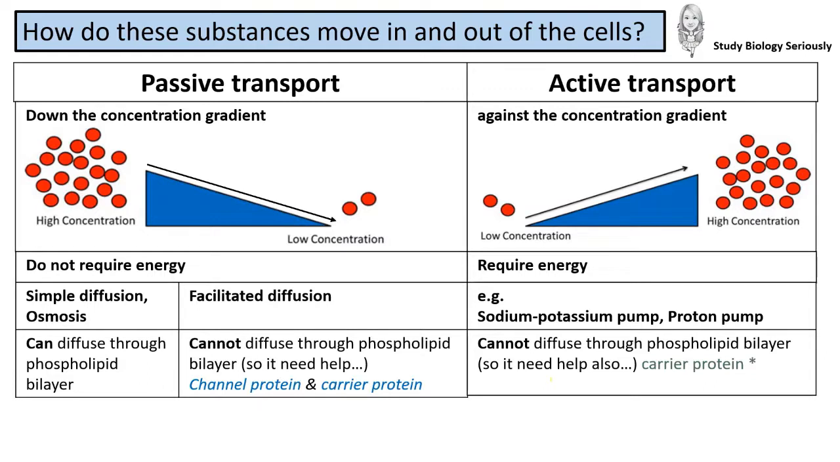Example for active transport: sodium-potassium pump, proton pump. It requires energy to pump the substances into or out from the cells. Of course, it cannot just pump through the phospholipid bilayer, so it needs carrier protein. But remember, this carrier protein is different from the carrier protein in the passive transport. Actually, there are so many different types of carrier protein found on the plasma membrane.